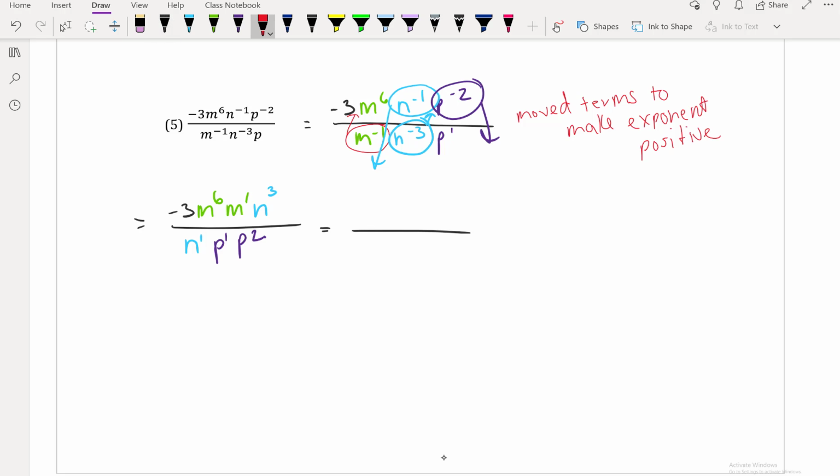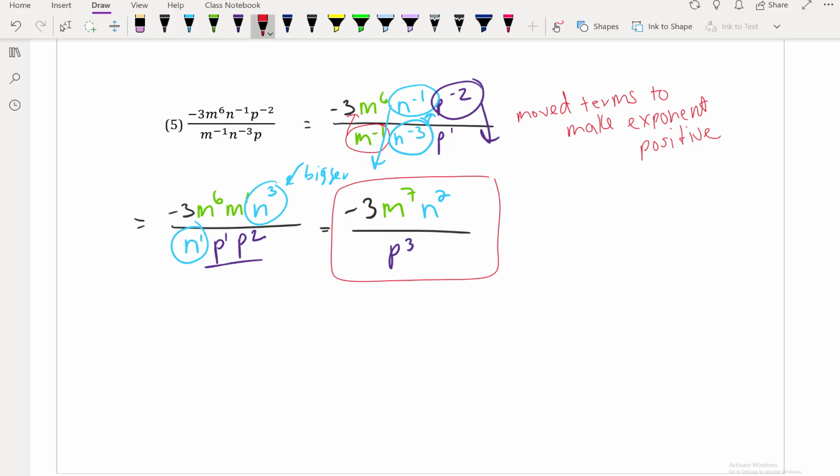So now what I need to do is just combine like terms. So I have a negative 3, and look at my m's. I'm going to add them together. So 6 plus 1 is 7. Now I'm going to look at my n's here. Which one is bigger? The numerator is bigger, so I know it's going to be in my numerator. So 3 subtract 1 is 2. And here down at the bottom, I have these p's, so add those together, it'd be p to the 3rd power. So that ends up becoming my final answer.